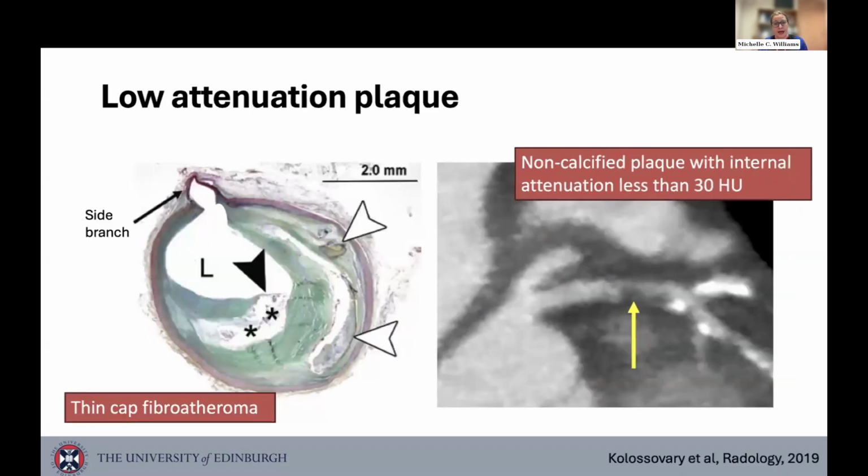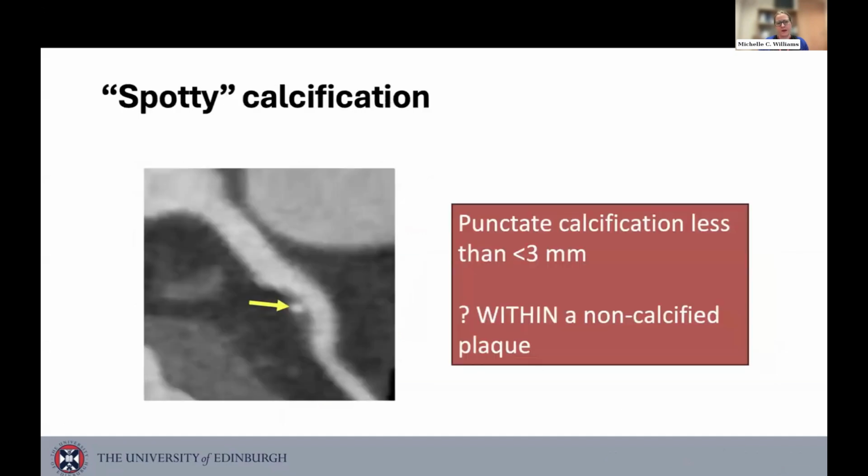Low attenuation plaque is when you have within a non-calcified plaque a focus of attenuation in the fat range, so less than 30 Hounsfield units. It's thought to correlate with the necrotic core of that thin cap fibroatheroma. It's one that's a little bit more difficult to identify. It's easy to overcall this. A true thin cap fibroatheroma is a really high-risk feature, but it can be overcalled. So it's an important one to look out for, but beware of overcalling.